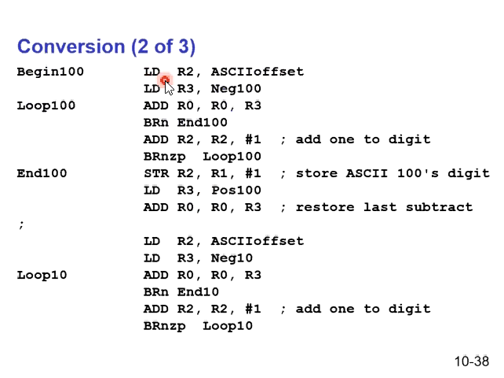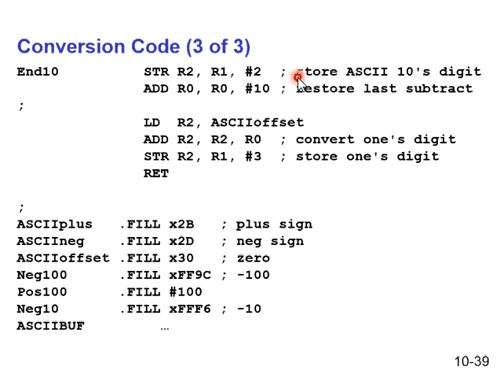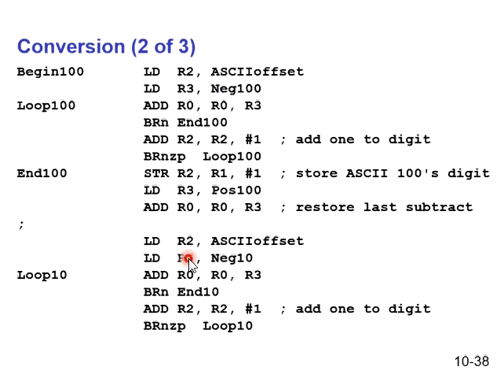We begin with the 100's digit. So over here now, firstly we assign the ASCII offset. Okay, do you remember the ASCII offset? This is the ASCII code of the 0 digit. Because you have to be paired. And over here we need to get negative 100. Okay, we load it to R3.